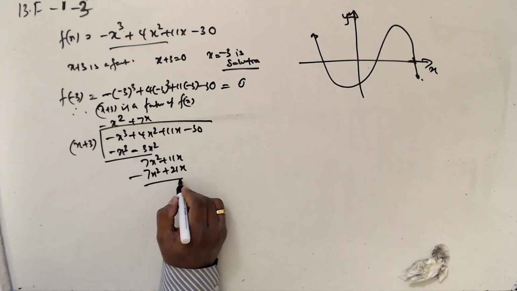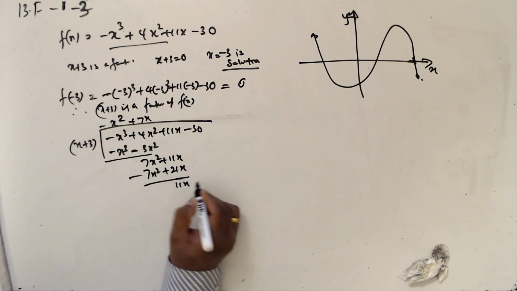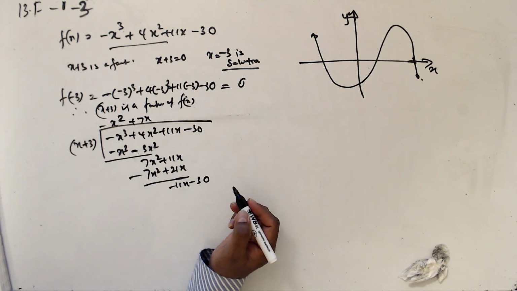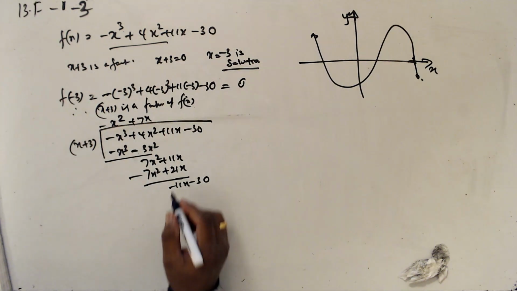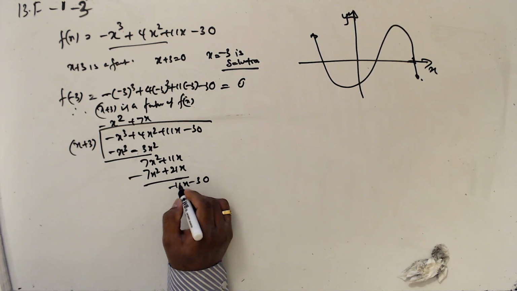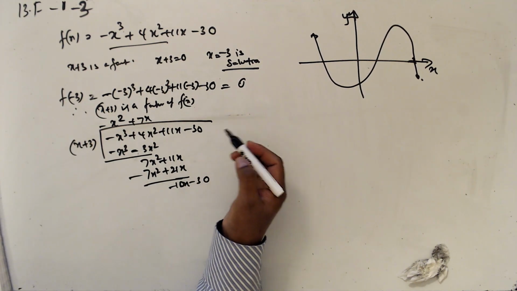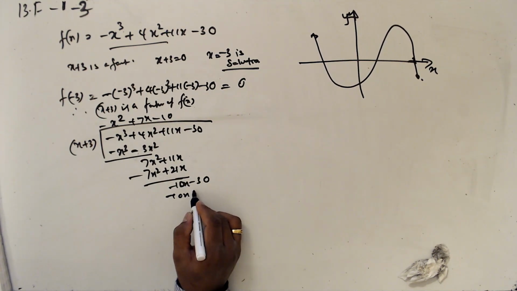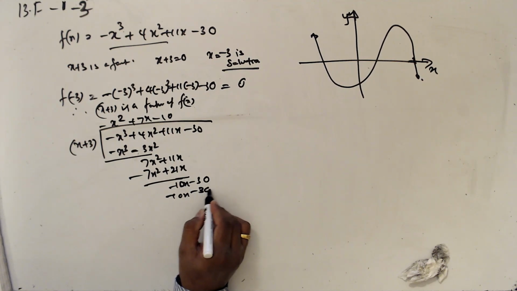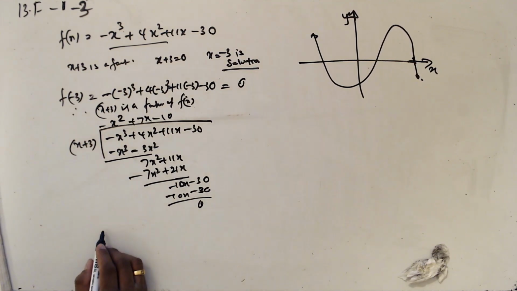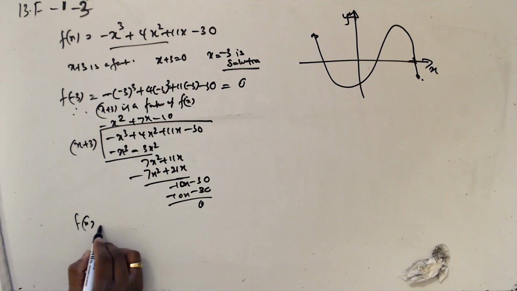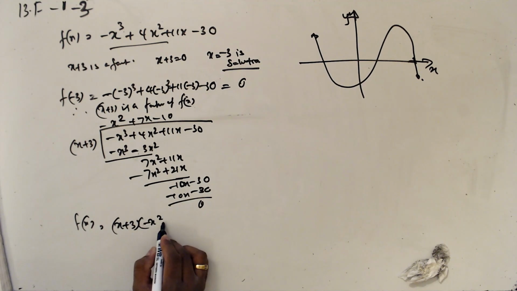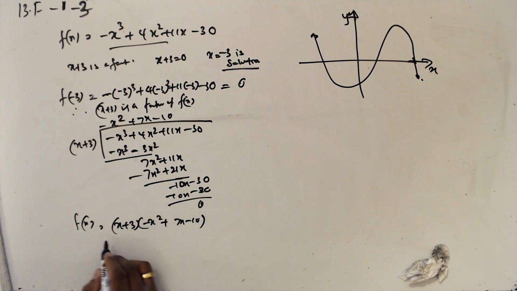Then minus. This is going to be 11x minus 30. Something is wrong. Yeah, so 11 minus 21 is not 11, it is minus 10. That's the error. Now this is going to be minus 10x, and this is going to be minus 30. So this is 0. So we factorize f(x) equals x plus 3 times minus x squared plus 7x minus 10.